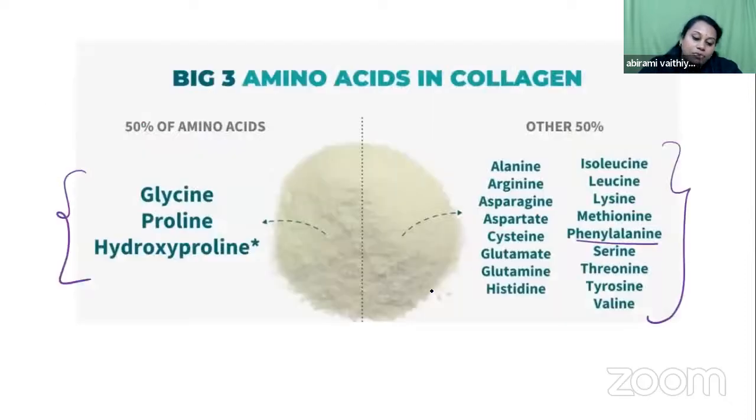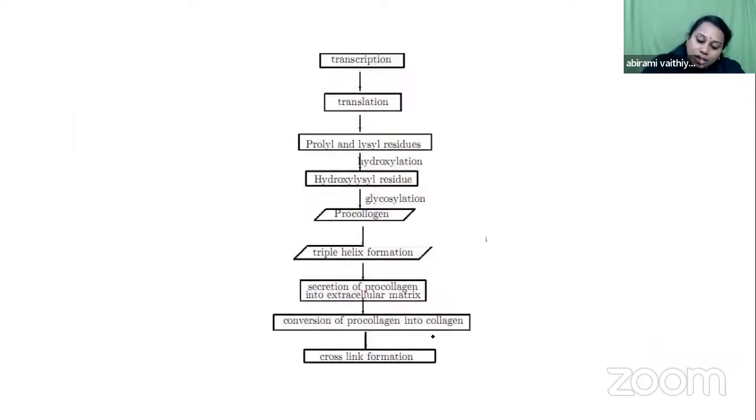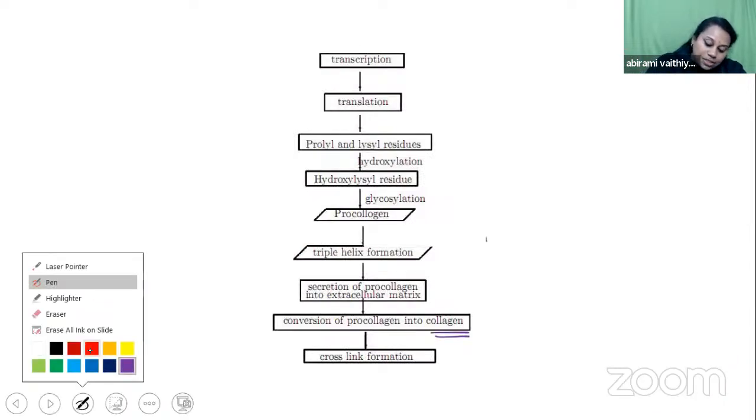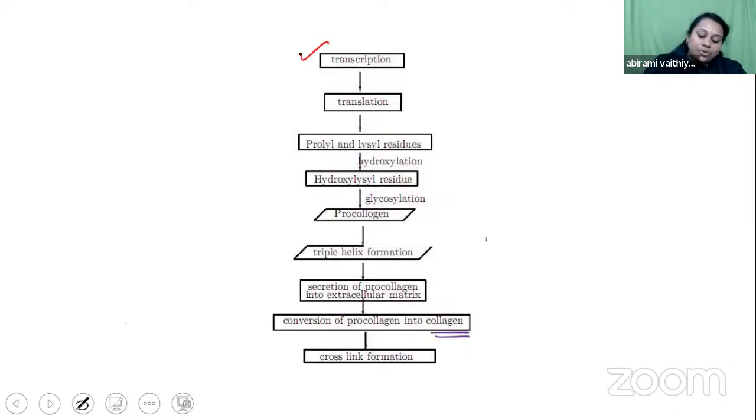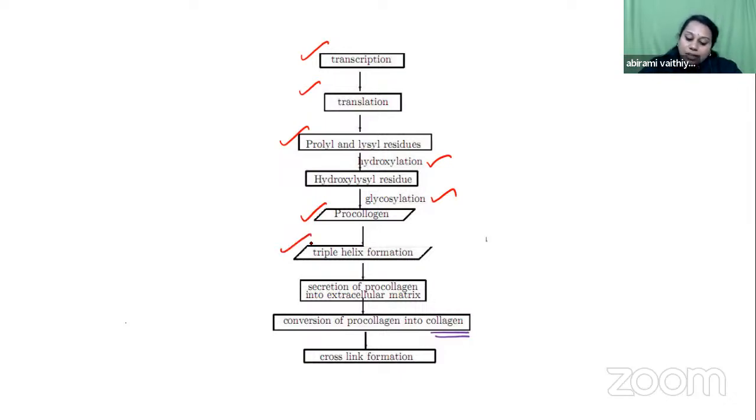Look at the formation of collagen, how collagen is formed. What are the steps in collagen synthesis? Transcription, translation, then prolyl and lysyl residues undergo hydroxylation to form hydroxylysyl residue. It undergoes glycosylation to form procollagen. Procollagen forms triple helix structure, and procollagen is secreted into the ECF. And in the ECF, procollagen is converted into collagen. So finally, collagen is formed.